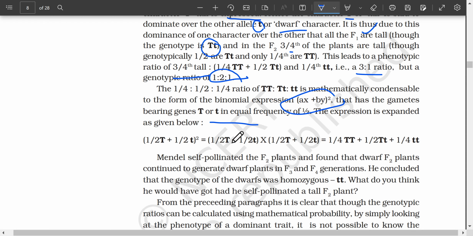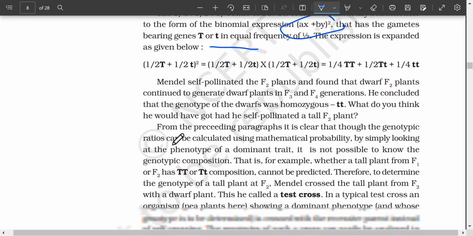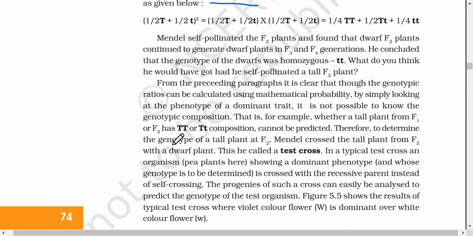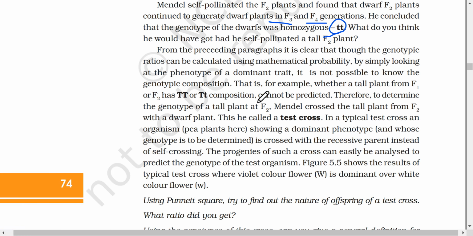The expression is expanded as given below. इनने यहाँ पे थोड़ा mathematics लगाया है, binomial expression किया है। Mendel self-pollinated the F2 plants and found that dwarf F2 plants continue to generate dwarf plants in F3 and F4 generations. He concluded that the genotype of the dwarf was homozygous, है ना? What do you think he would have got when he self-pollinated a tall F2 plant?